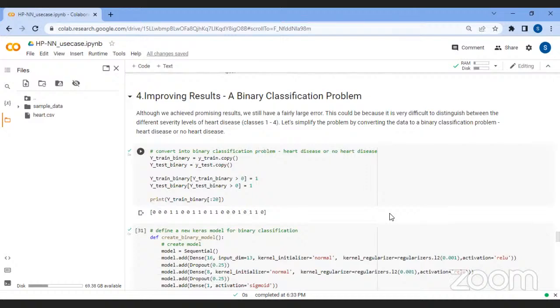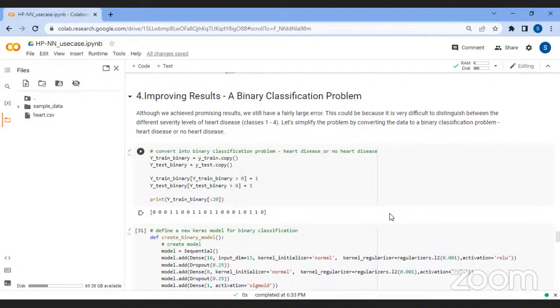So to improve certain results. Although we achieved promising results, we still have a fairly large error in our process. This could be because it is very difficult to distinguish between the different severity levels of heart disease. So we have taken different classes, like 1 to 4.